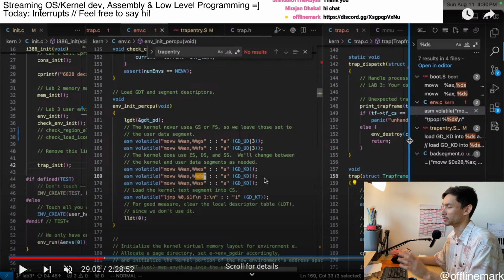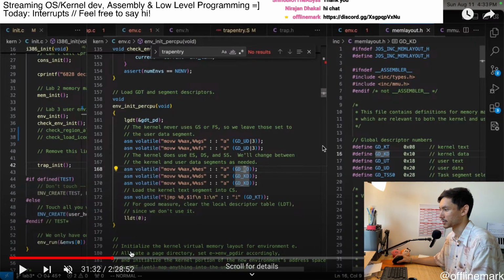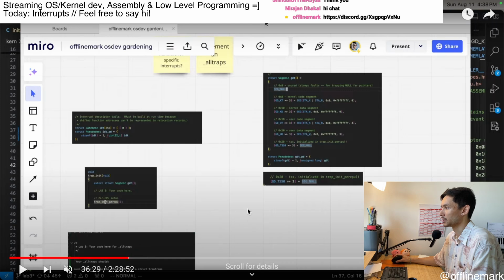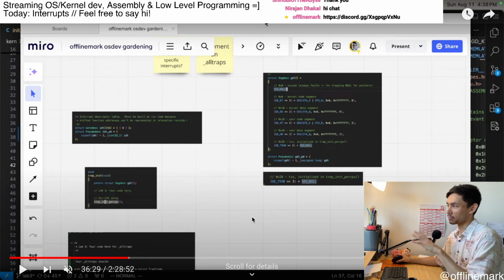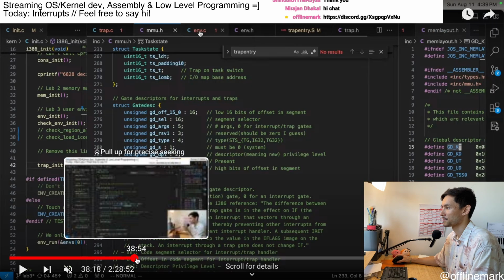And here I'm looking and referencing how other parts of the code work with setting the descriptors, setting the segment registers. Here I'm just taking some screenshots of all parts of the code to have one place where I can see a lot of different things at once, which is something I like to do.